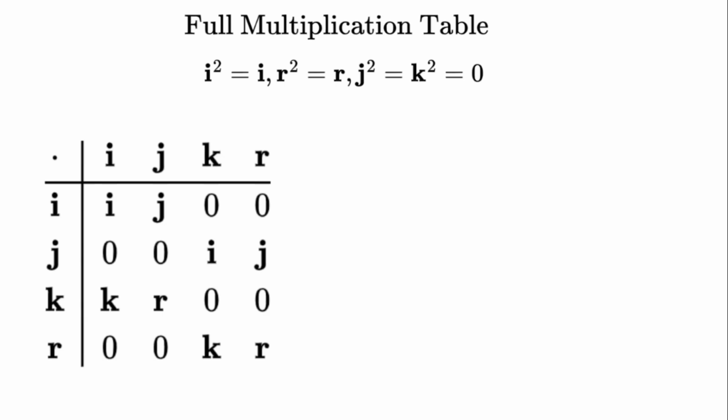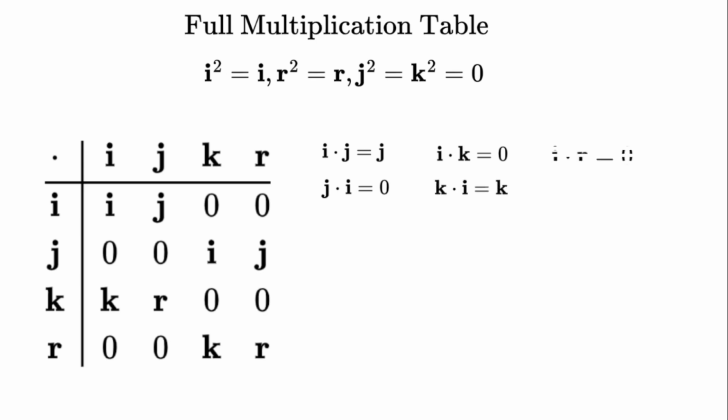First, I times I equals I, J times J equals 0, K times K equals 0, R times R equals R, I times J equals J. Now J times I, so J times I equals 0. Notice I times J does not equal J times I, confirming non-commutativity. Next, I times K, so I times K equals 0. For K times I, so K times I equals K.